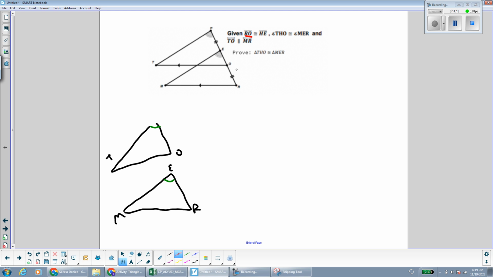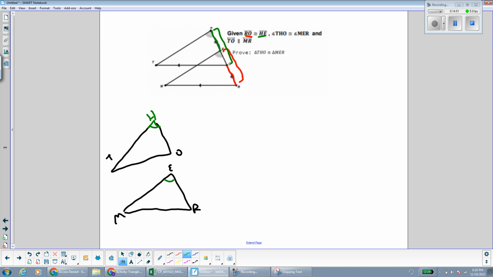So RO is actually right here. And notice how RO is not a side of this triangle over here. RE is the full side. So RO is shorter than the full side of the triangle RE. And we also have information about HE, which is here. And notice how HE is not a side of this triangle. HO is the full side of the triangle. HO is longer than HE. So we have information that is shorter than the full sides of the triangle.